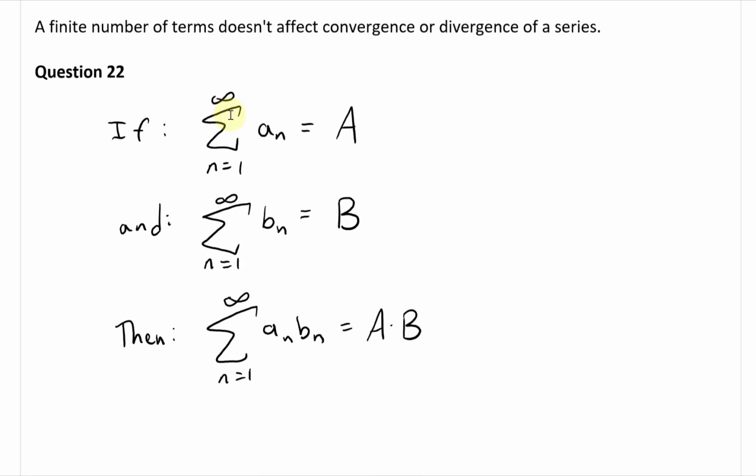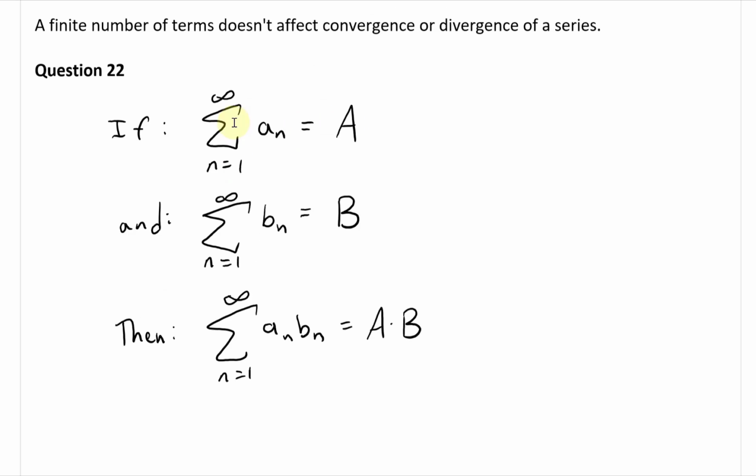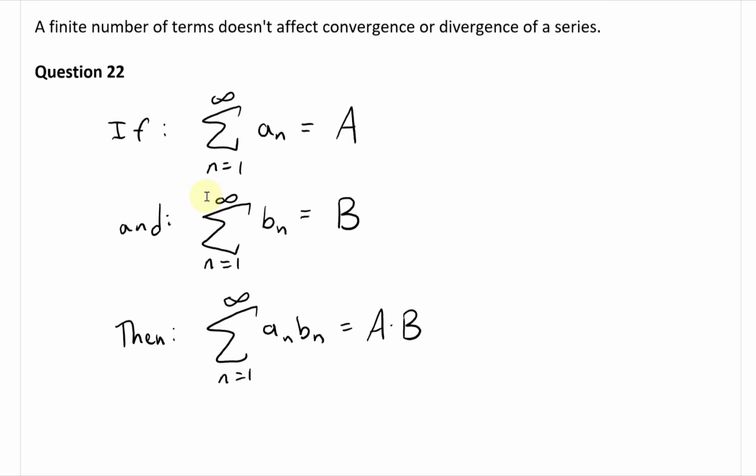So now let's take a look at question 22. If the series, the summation from n equals 1 to infinity of a_n equals capital A, I'm assuming it means it's convergent. And so if you're given that, and you're given this right here, let's write this a bit better.